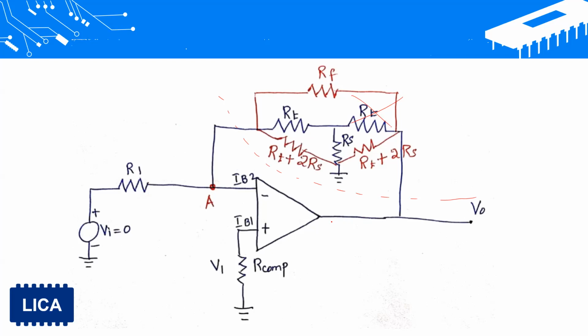If you consider this below part, this is the same as the previous input bias current figure we have drawn. So this resembles that only. From this, we can find what is V1.